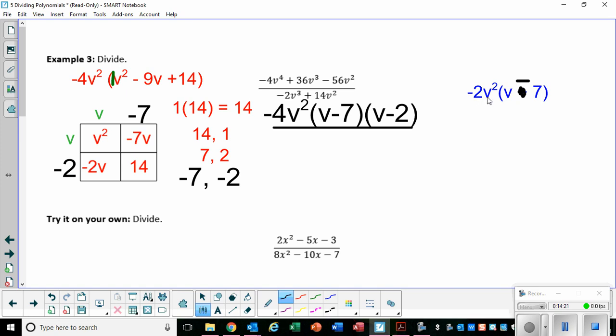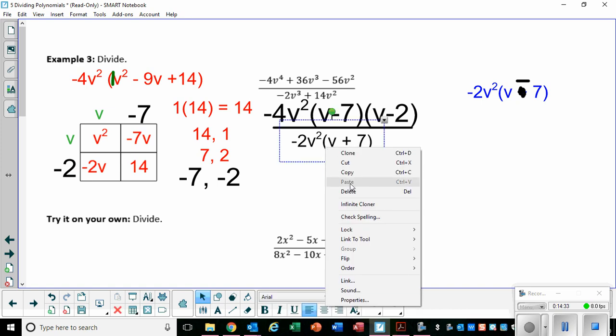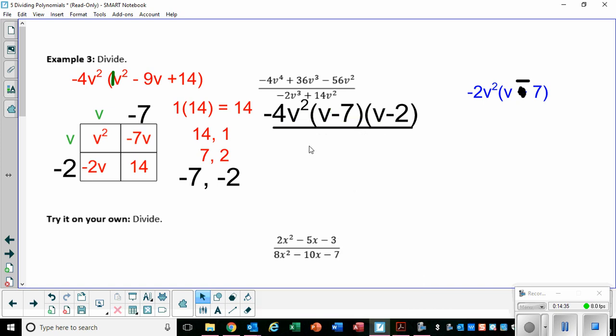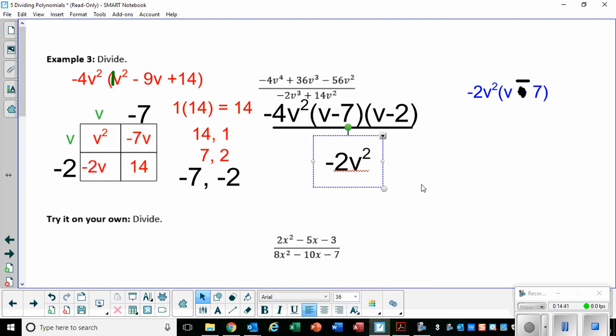Okay, so -2v squared, I pulled that out. I'm left with v minus 7. So I'm going to rewrite that now, which is so much fun. So I've got -2v squared times the v minus 7.